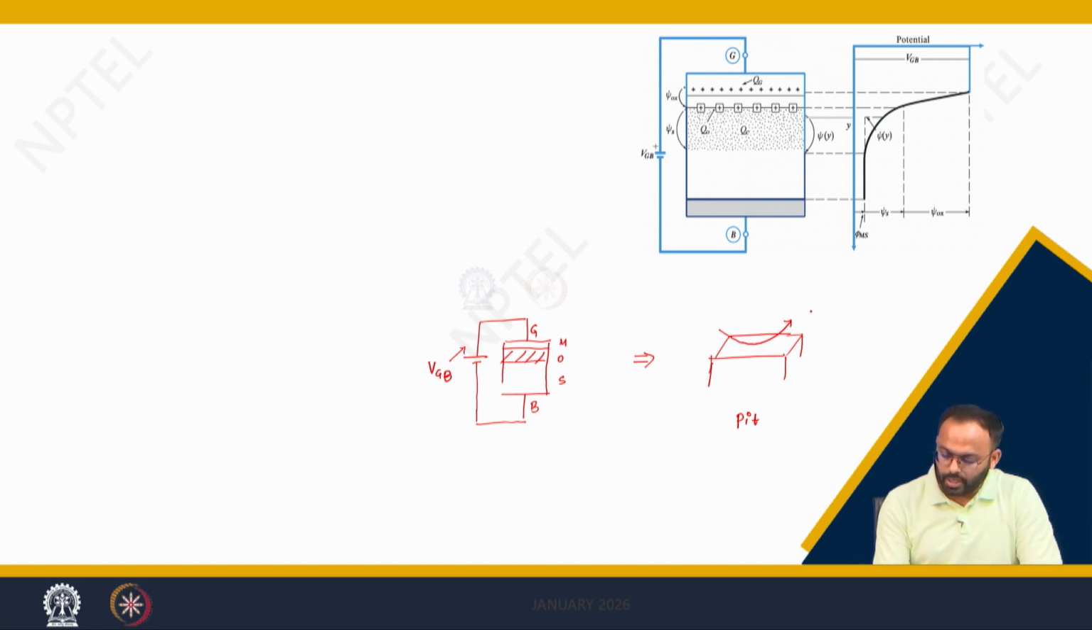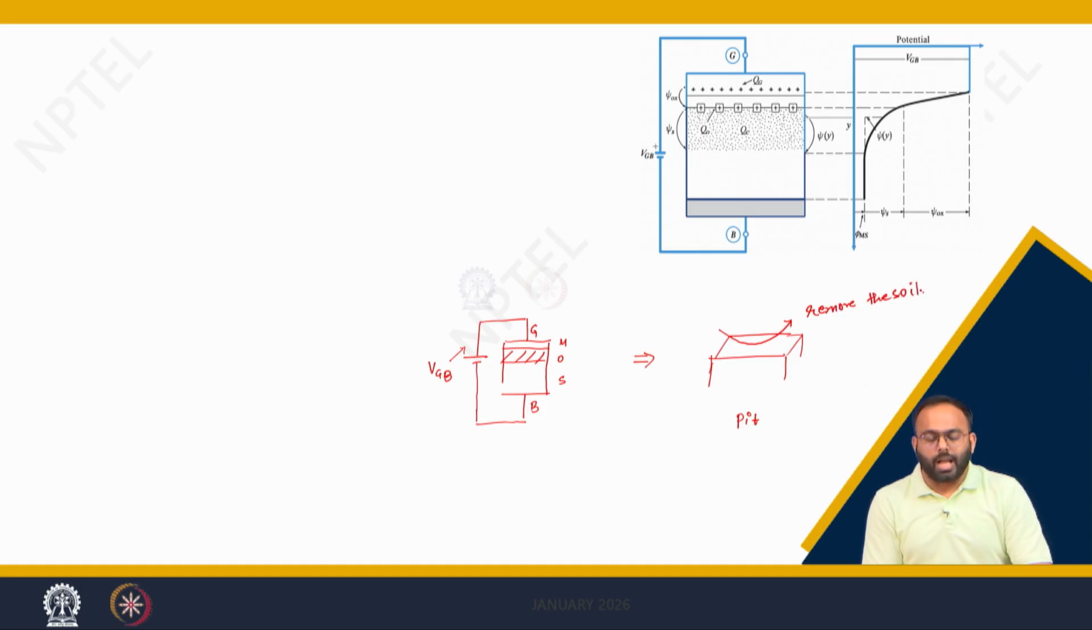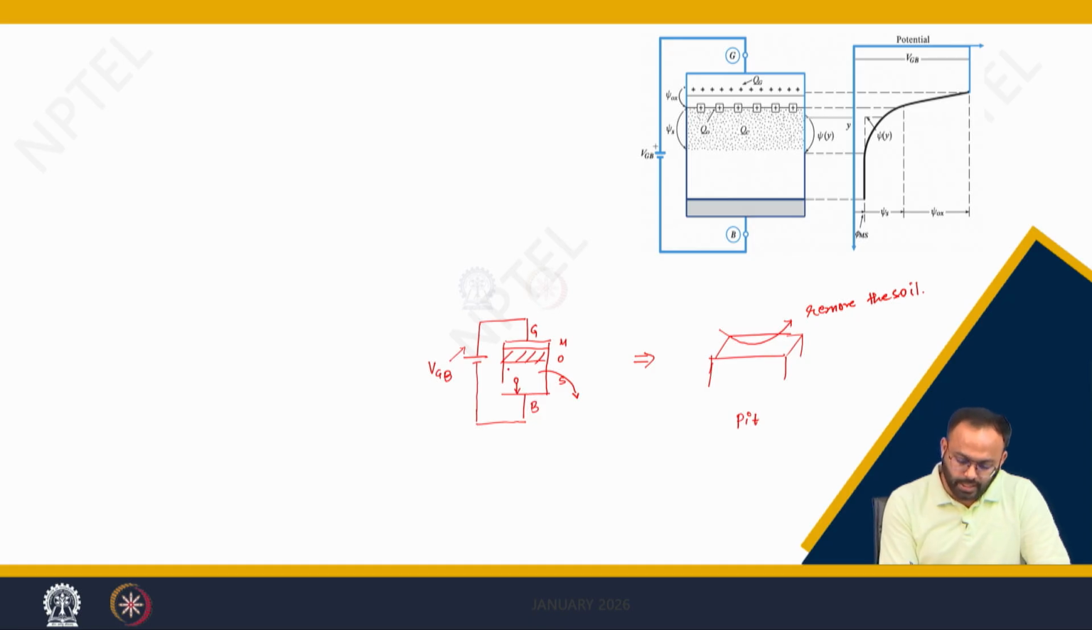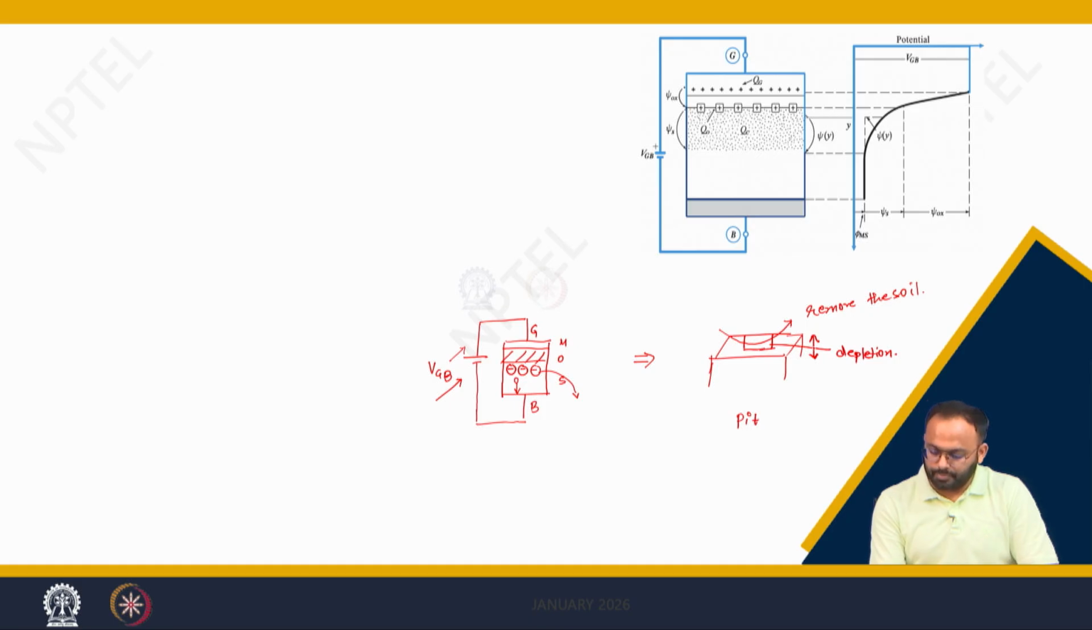You are making a pit into the land surface, right? Digging a pit means you are removing the soil from here, which is similar to removing the holes from the surface of the semiconductor. So if you apply a positive voltage, then the positive holes will be removed from the surface, and removing the holes from the surface is equivalent to causing a depletion region. So the empty pit is nothing but similar to the depletion region. Then if you increase VGB, the depth of this pit will go on increasing.